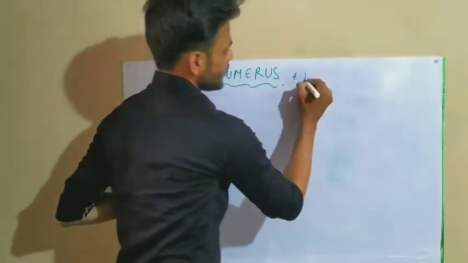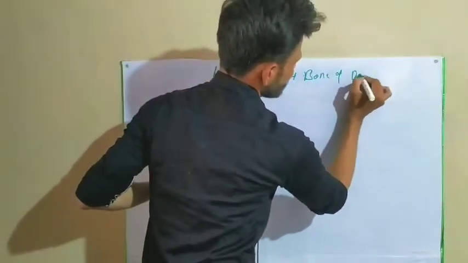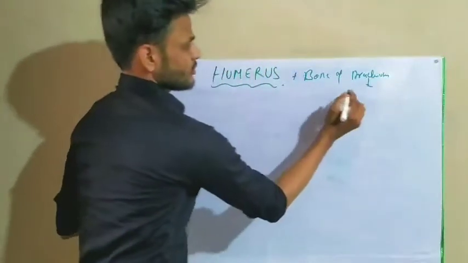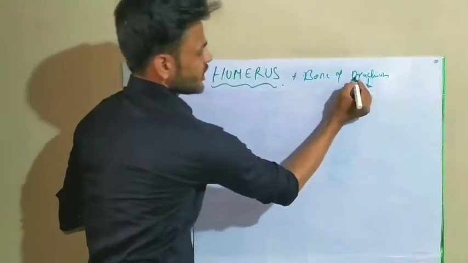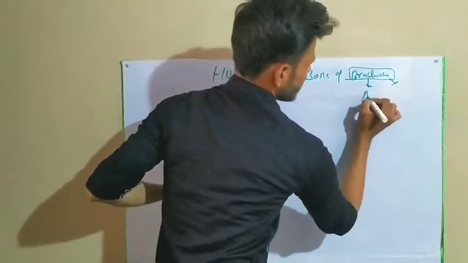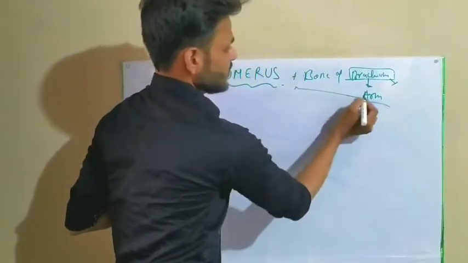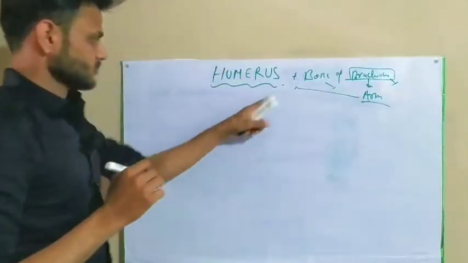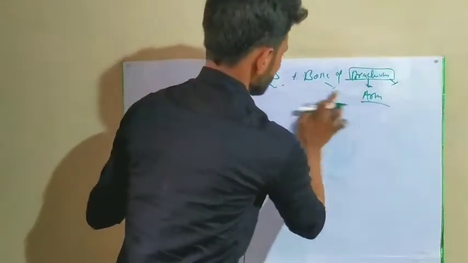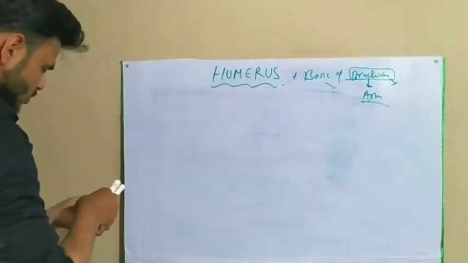Humerus is the bone of the brachium. Brachium is the anatomical word, and in normal language it means arm. So humerus is the bone of the arm. For identification and to know the features of the humerus, we will draw a diagram of the humerus.